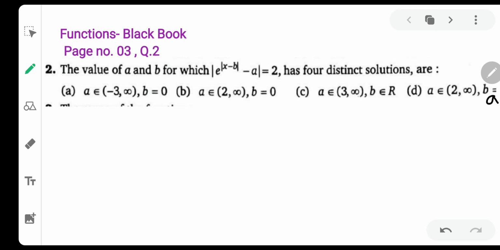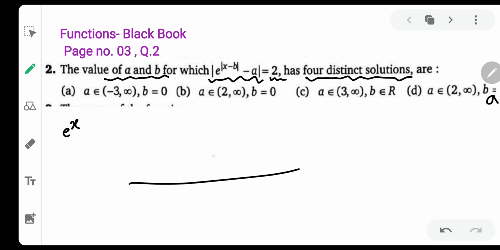Okay, so the question is saying that we need to find the values of a and b for this particular function to be equal to 2 has four distinct solutions. So the approach for this question should always be graphical. So first of all, let us understand what is the graph for e raised to x.